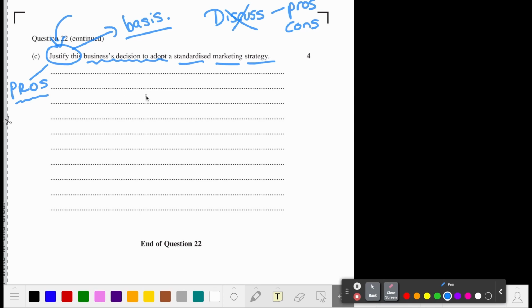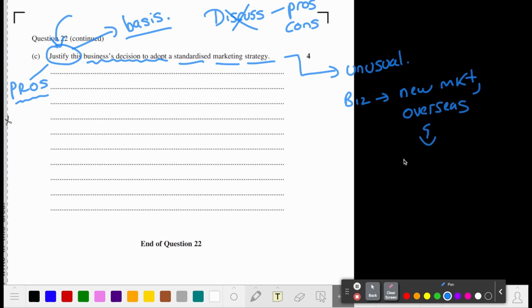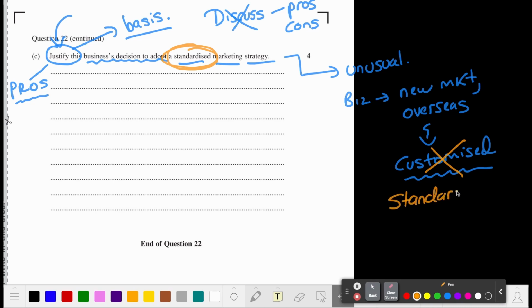If I'm thinking about this question, to me this is a bit unusual, because usually if the business is going to go into a new market, particularly an overseas market, then we might think you're going to need to create a customized approach, one that is particularly targeted to that market. But what this question is telling us is to justify why it would take a standardized approach, so that it would not customize its offering, but would use the existing marketing approaches.